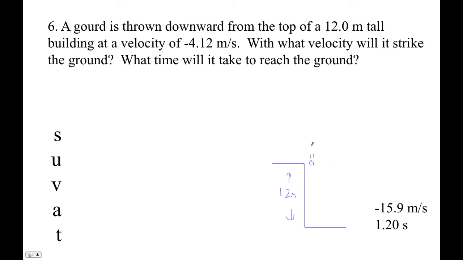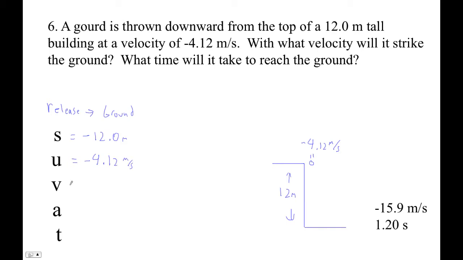It's got an initial velocity of 4.12 meters per second. And with what velocity does it strike the ground? Time to take. So this is going to be from release to the ground, right? To the ground. Okay, and then our displacement is down 12. A lot of you guys missed that, but there it is, right? 12.0 meters.